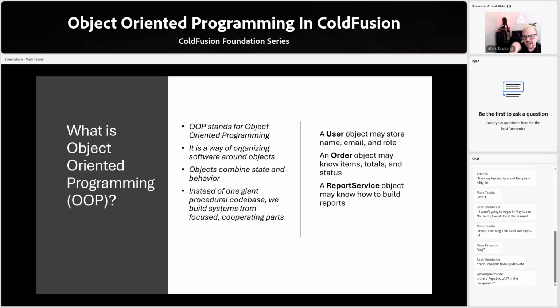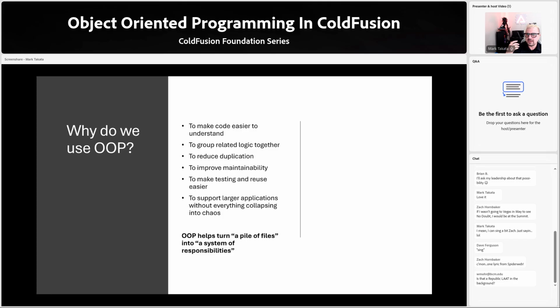An order object might have items, totals, statuses. A report service object might use other services and other objects to build reports. And we'll talk a little bit about how that works and what that's called.